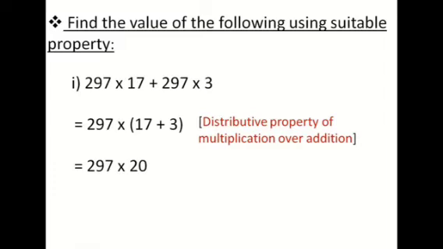Okay, finish up the product. So the final answer, you can check it here, it is 5940.